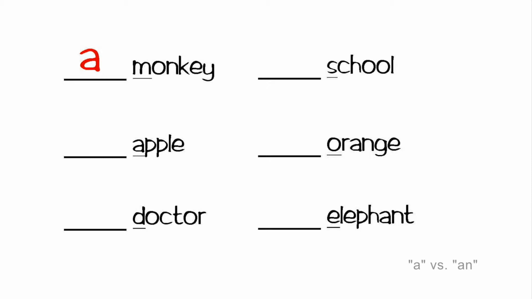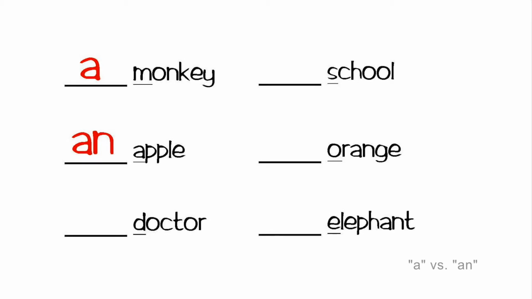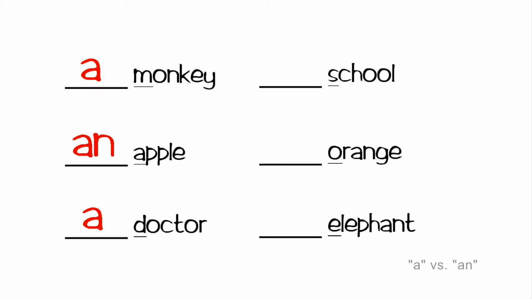Next, we have the word apple. Apple begins with a vowel, a. So here we would use the word an apple. You can also kind of remember it as the N is separating two vowels together. Next, we have doctor, which begins with a D, which is a consonant, so we would use a doctor.